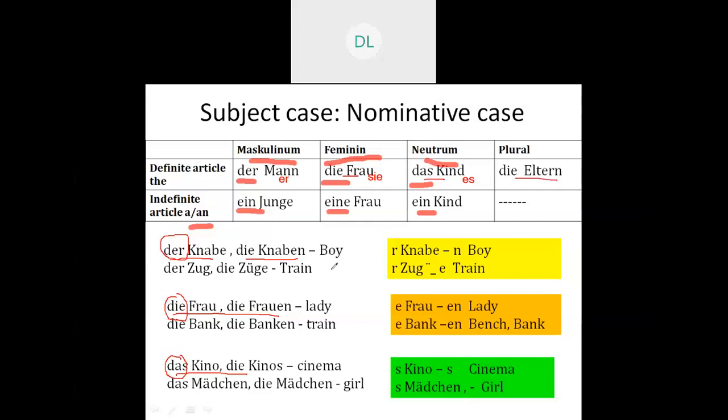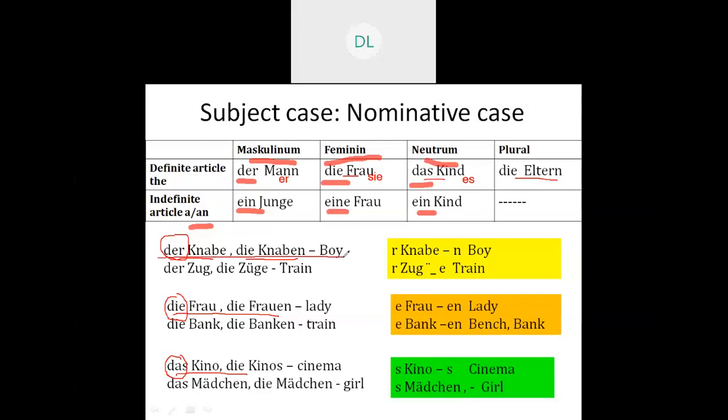So whenever you will be learning the nouns, how it will be specified in the dictionaries or in your vocabulary books and textbooks, they will be writing it out: der Knabe, that is the boy, and die Knaben, that is the plural, and the meaning is boy. So from this structure, from whatever I have underlined, you can get to know three things.